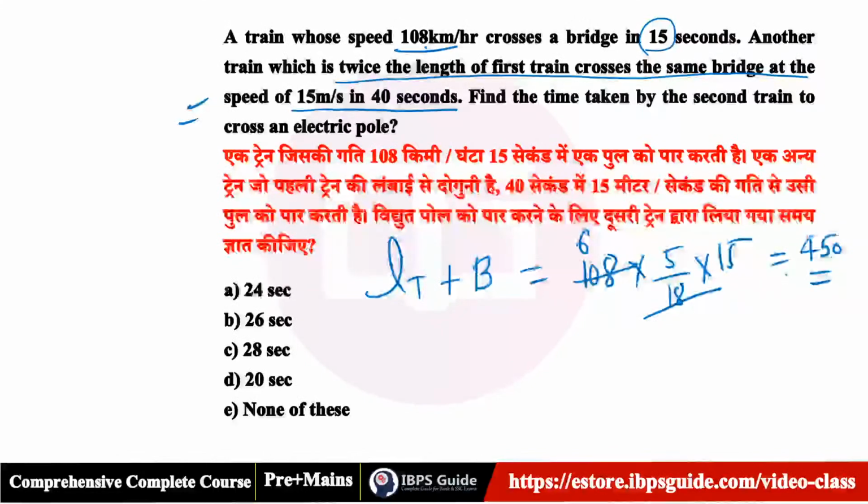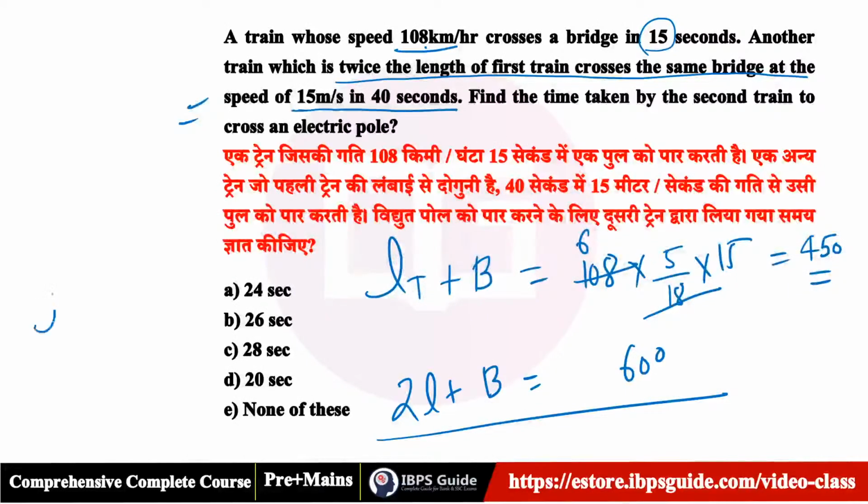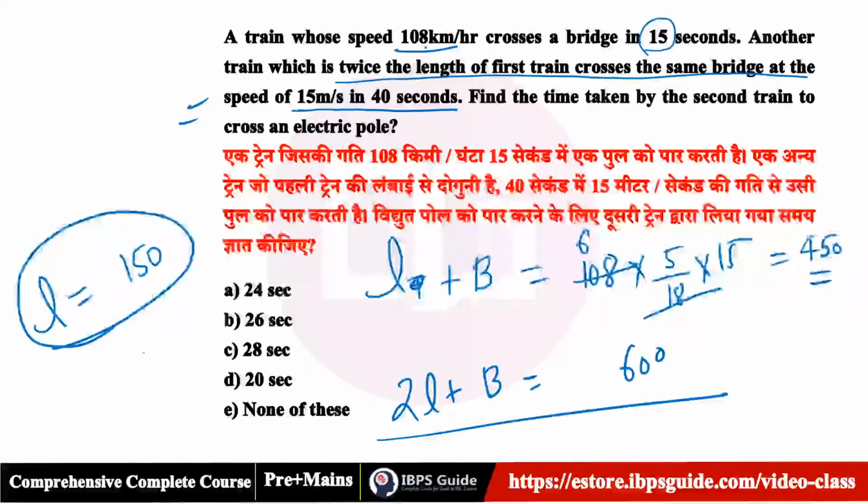Now the second train comes into place, which is twice the length of the first train. It means 2L plus bridge, and then 15 into 40, that is 600. Now look, you subtract these two, you get L, and this is also L. The bridge terms cancel, that is 150. L will be 150, so the length of the train will be 150, and the length of the bridge will be 300. Okay, good. Find the time taken by the second train to cross an electric pole.